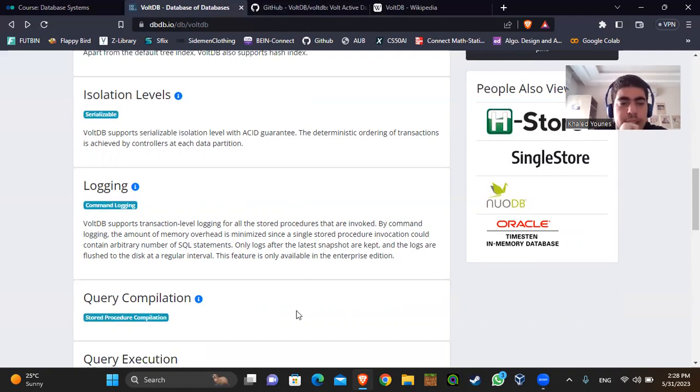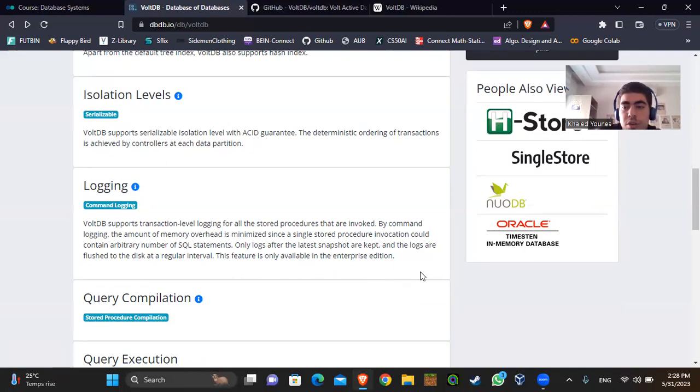So logging, as mentioned here, the amount of memory that is used by VoltDB is determined by command logging, and it can be minimized since one stored procedure could contain multiple SQL statements, or as we say, transactions. This is really useful because it minimizes the memory use. Only logs after the latest snapshot are kept, and the logs are flushed to the disk at a regular interval. This is only in the enterprise edition.